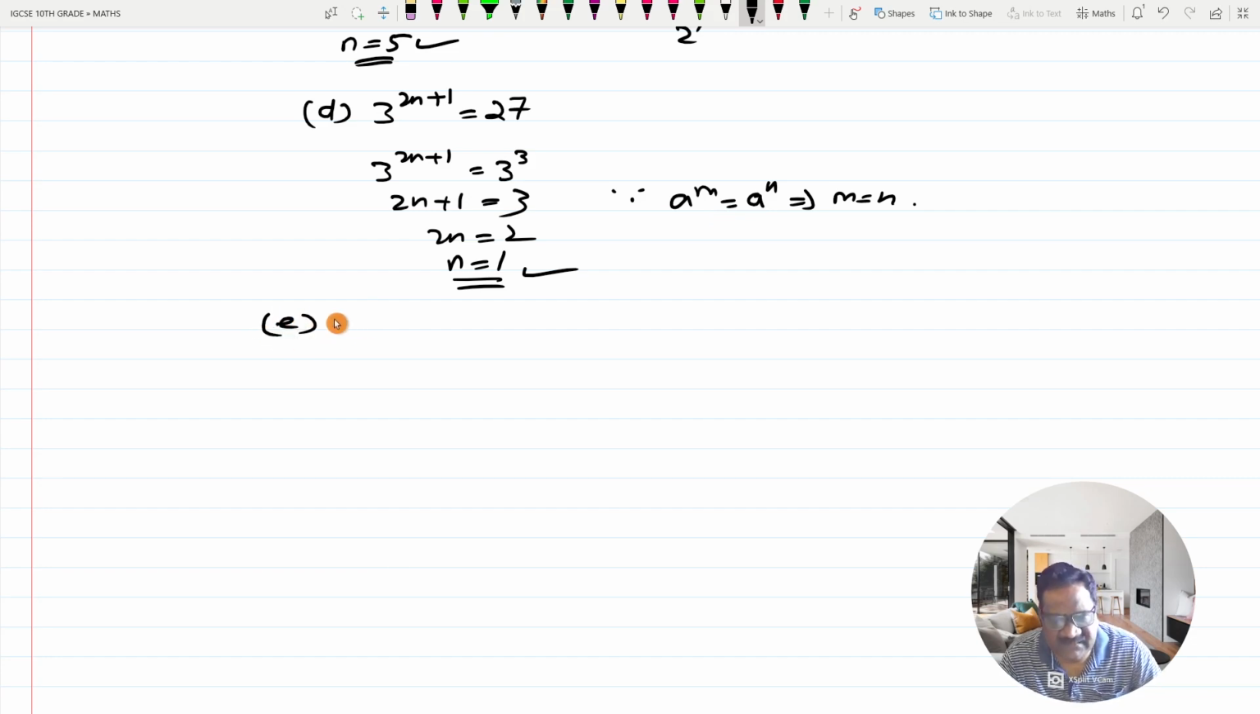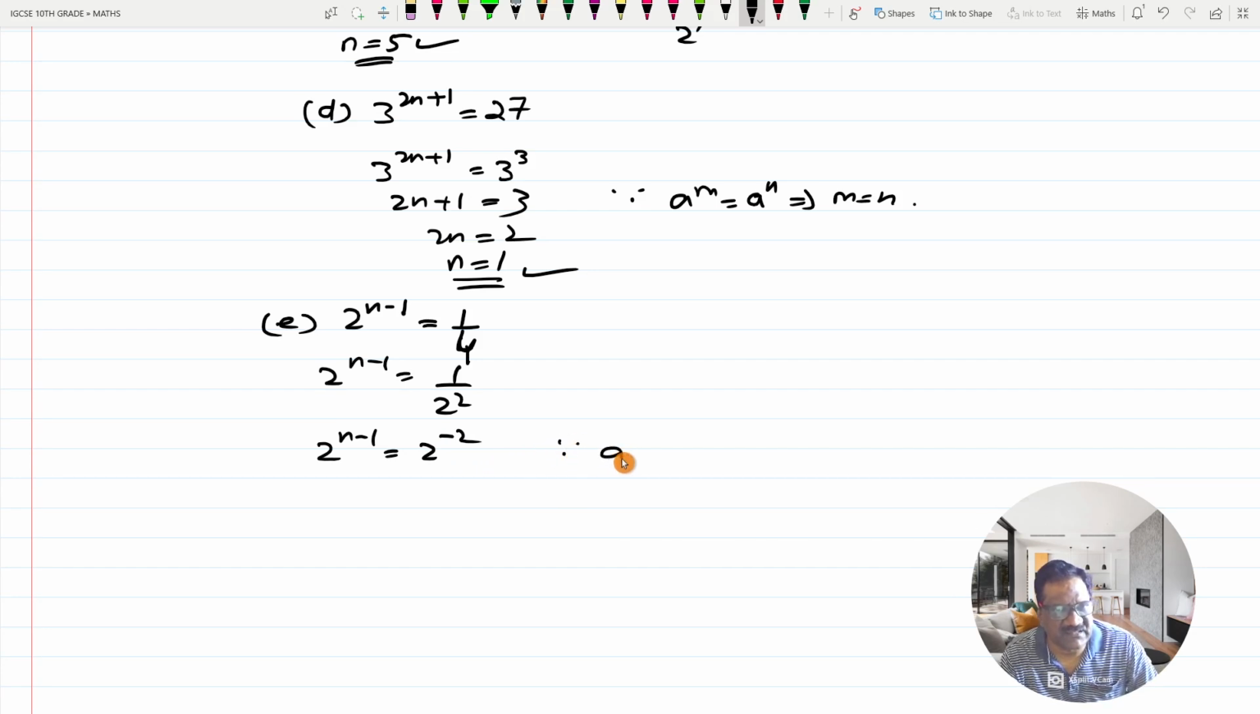Subquestion E: 2 raised to n minus 1 is equal to 1 upon 4. Now here we'll have to write 2 raised to n minus 1 is equal to 1 upon 2 square, since 4 can be written as 2 square. Then I'll take the 2 square in the numerator and make the power minus 2, so 2 raised to minus 2.